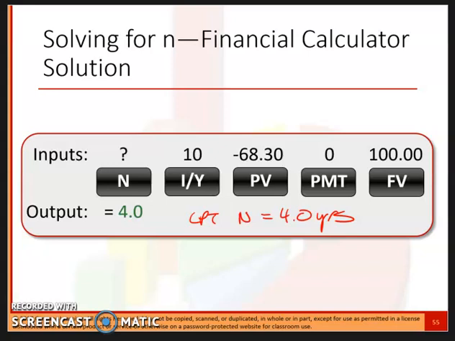Okay. All right, we'll start the next lecture on compounding periods.